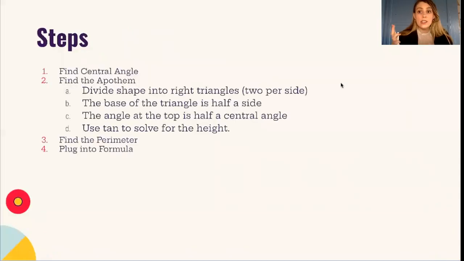Okay, so here are the steps to solving for this problem. We're going to start by finding the central angle. So you're going to take whatever shape you have, 360, and divide it by the number of sides. The tricky part is going to be solving for the apothem.